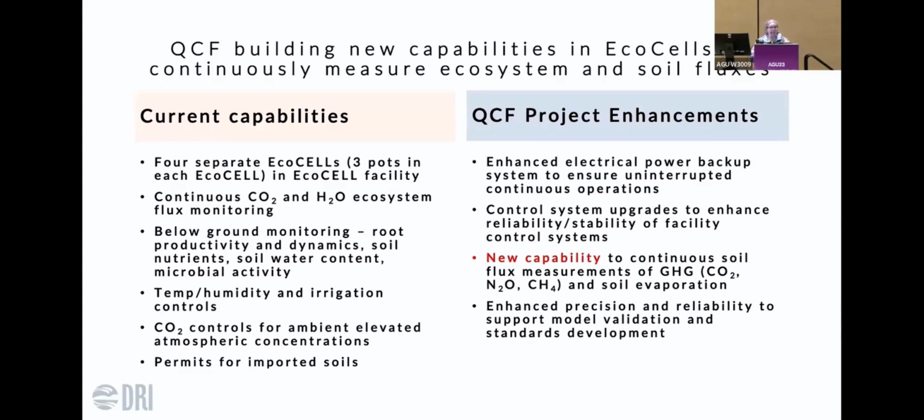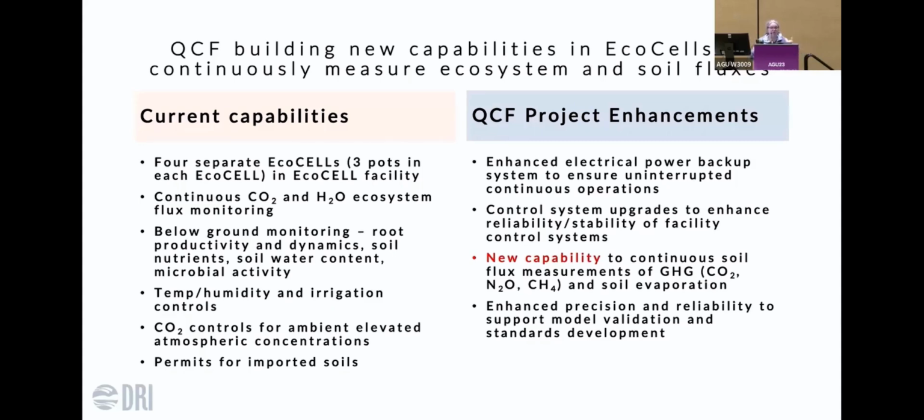We also have below ground monitoring, so we can look at root productivity and soil water content and all of the aspects of the soils themselves. And then we also have a permit to import soils from anywhere in the world. So we can work with soils that come from whatever environment you want. The new capabilities in the facility that we're working on the installations of now are really helping us get more reliability and precision in the measurements that we can do there. So that's basic things like improving the control systems and improving the electrical reliability.